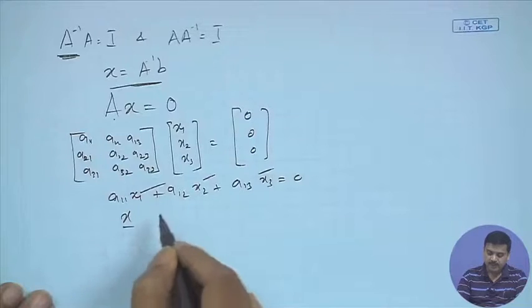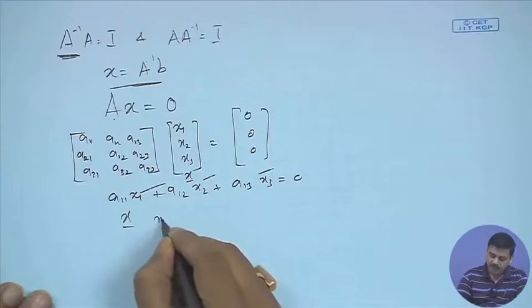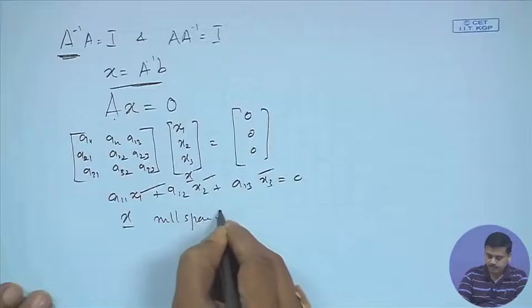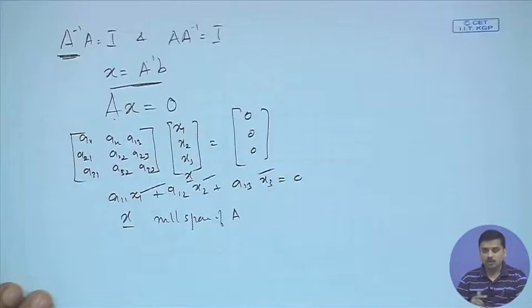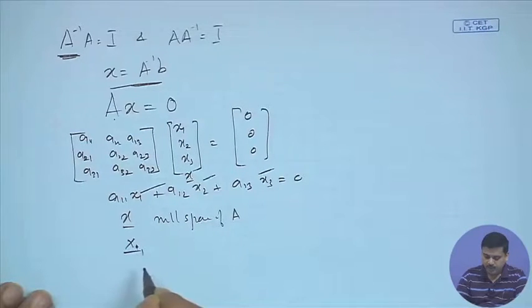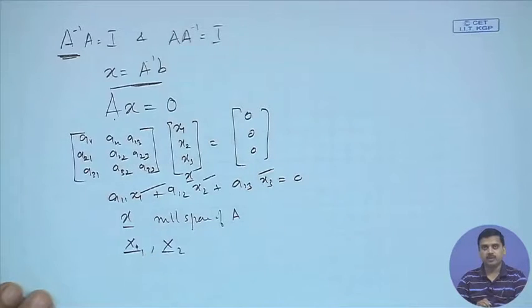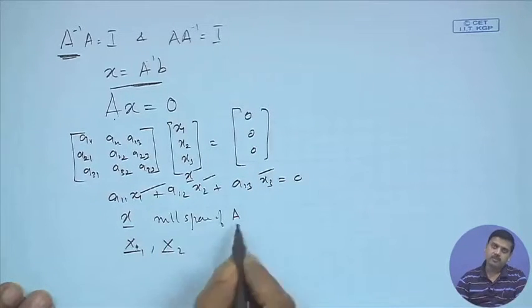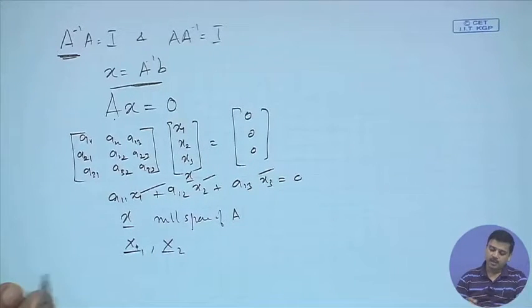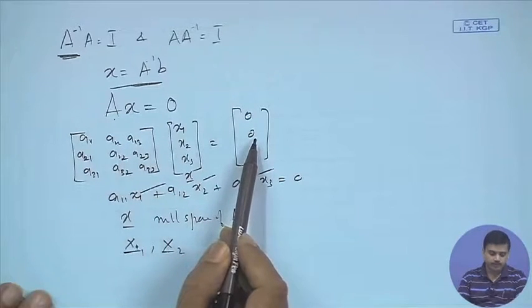Then this vector x is known as the null space of A, and all such solutions, this could be x vector 1, there could be another vector, another combination of x which could lead to 0. So all of these form the null space of A. That means when they are multiplied with this matrix, they turn out to be 0.